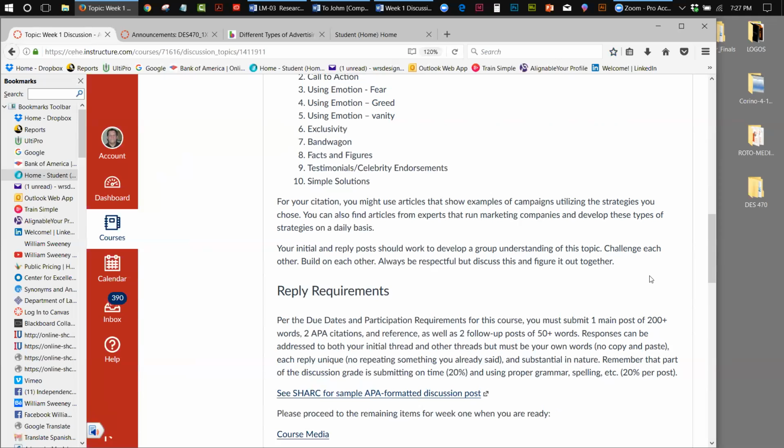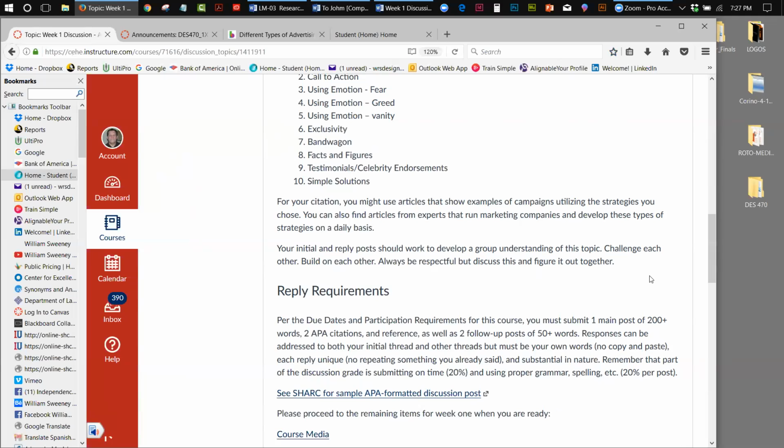Reply requirements for the due dates and participation requirements for this course. You must submit the one main post, 200 words, 2 APA citations. So really you've got to cite two things. You've got to go in there and find something that you're going to cite, and then find something else that you're going to cite and include them, all right? And reference, as well as 2 follow-up posts, obviously 50 words, that you and I will work out.